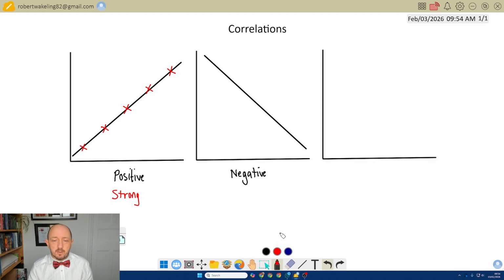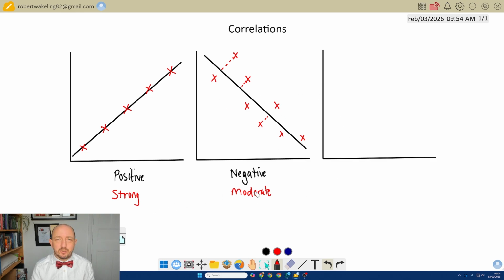If we look at the negative one and we use these crosses, we can see that the graph is generally going downwards, but some of the data is a little bit further away from the line. Like there's a bit of a gap here. We can still see it's negative, but it's not as close as this. So in this case, we might use the word moderate. Moderate negative correlation.